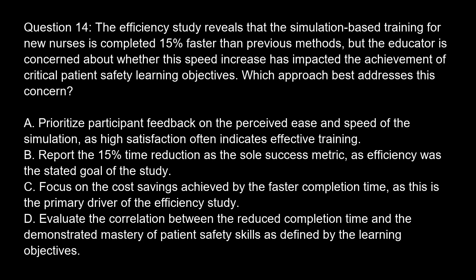Option A. Prioritize participant feedback on the perceived ease and speed of the simulation, as high satisfaction often indicates effective training. Option B. Report the 15% time reduction as the sole success metric, as efficiency was the stated goal of the study. Option C. Focus on the cost savings achieved by the faster completion time, as this is the primary driver of the efficiency study. Option D. Evaluate the correlation between the reduced completion time and the demonstrated mastery of patient safety skills, as defined by the learning objectives.